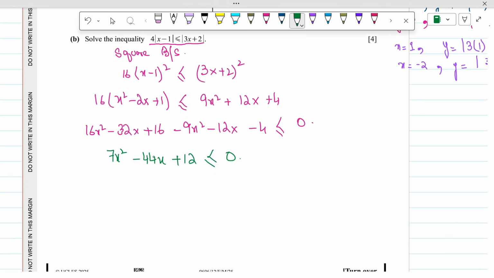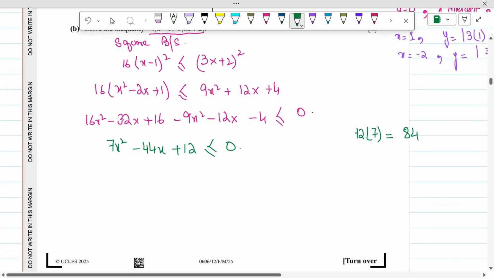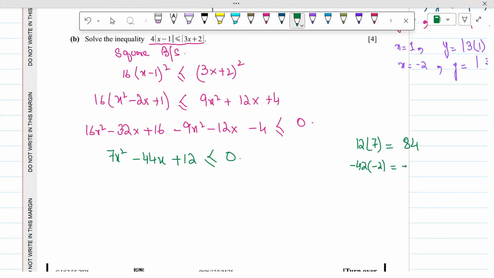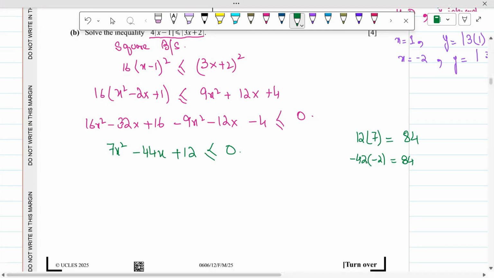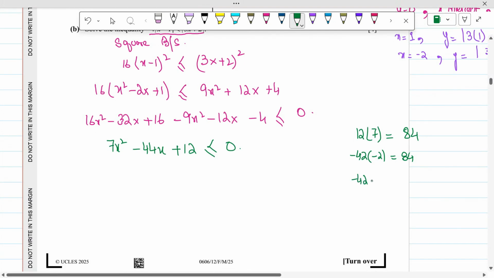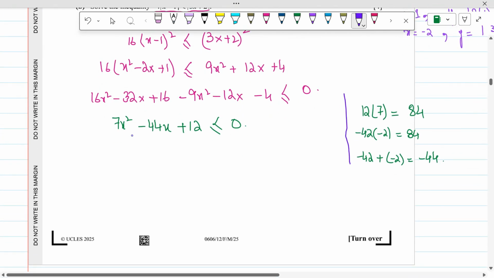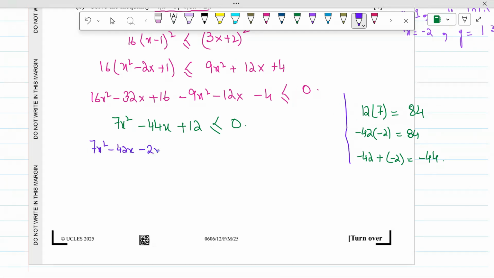This is a quadratic and can be solved by factorization. For example, 12 times 7 is equal to 84, and we know that negative 42 times negative 2 is equal to 84, and when we add negative 42 plus negative 2 it equals negative 44. So we can use these calculations to factorize this quadratic: 7x squared minus 42x minus 2x plus 12, less than or equal to 0.